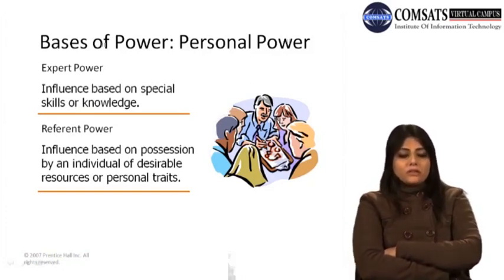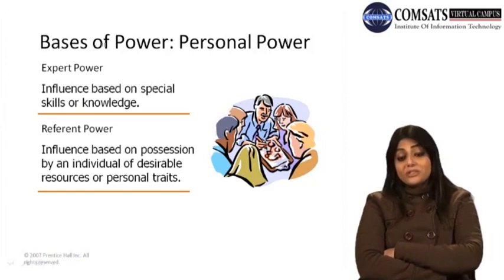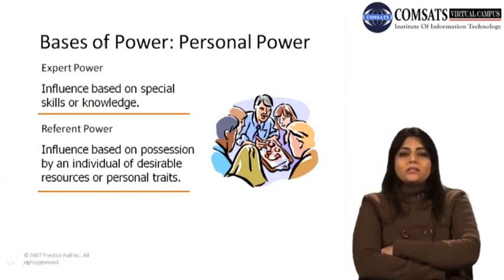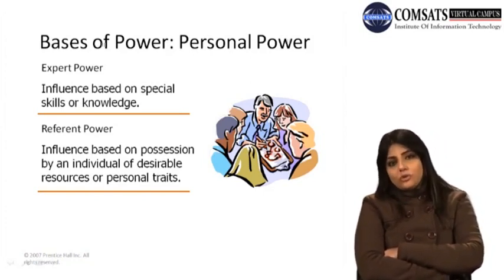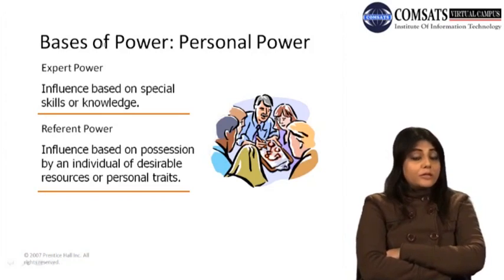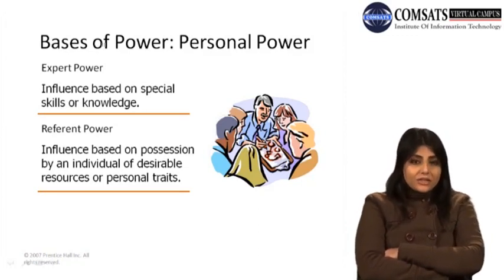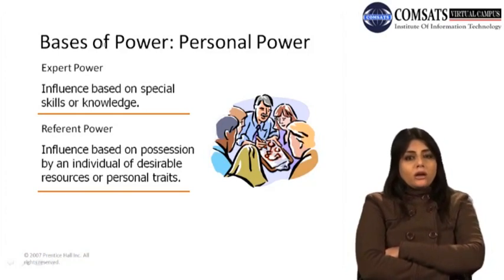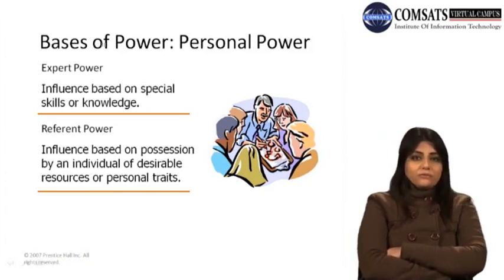Then the referent power is basically the influence which is based on possession by an individual of desirable resources or personal traits. So certain individuals have certain kinds of characteristics that are really charismatic about them. Referent power is related to charismatic leaders. They have this power that really attracts other people. There is something about those individuals that attracts the other people, and they try to follow them, to idealize them. They have certain personality traits which make the others follow them and listen to them and be effective for them, right?